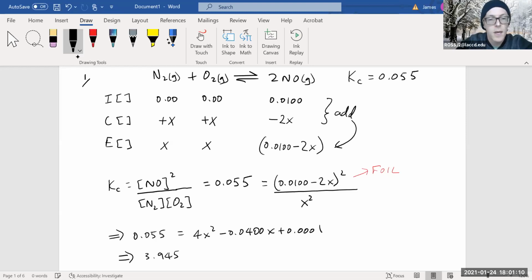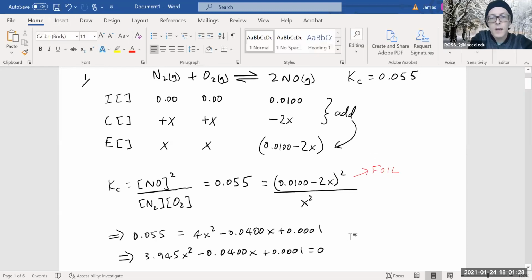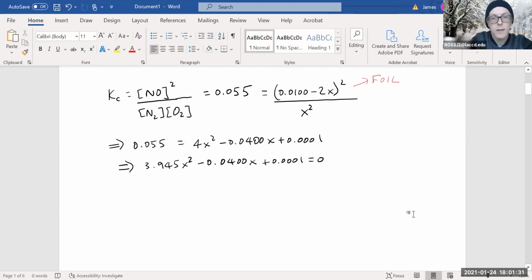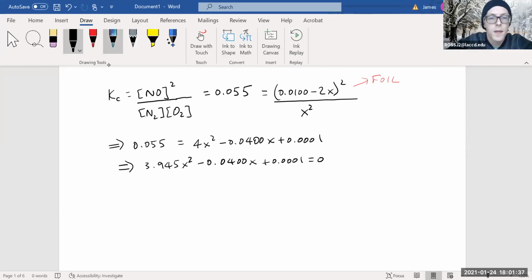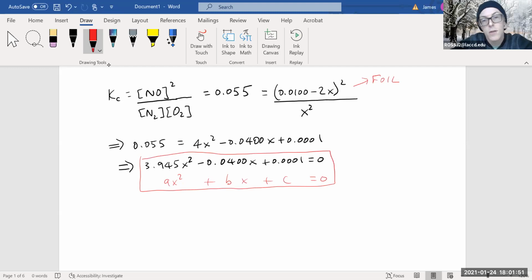And then if we set everything equal to 0 by transposing everything onto one side, we have 3.945 x squared minus 0.0400 x plus 0.0001 equals 0. So this is the form of the equation that we want, so that we can use the quadratic. We've got the equation in an ax squared plus bx plus c equals 0 form. And that's essentially always the form we want our equation in to solve the quadratic equation.